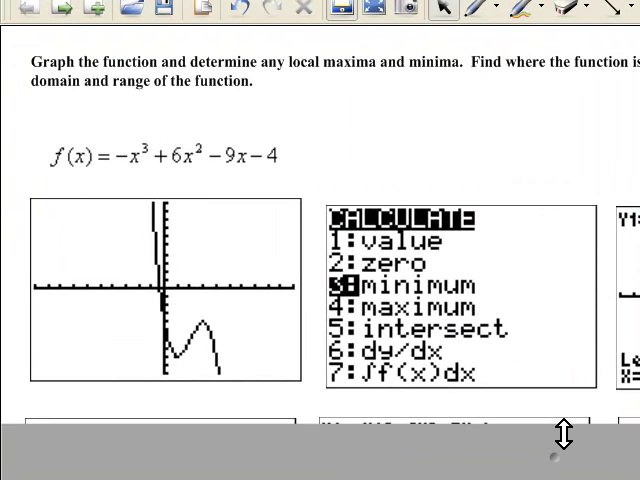Notice that if we begin to trace the graph from left to right, it drops to begin with, so it's decreasing. We have a valley, so we have a minimum. Then it rises, so it's increasing. We have a peak, we have a maximum, and then it drops again, so it's decreasing. To begin with, let's find the minimum.